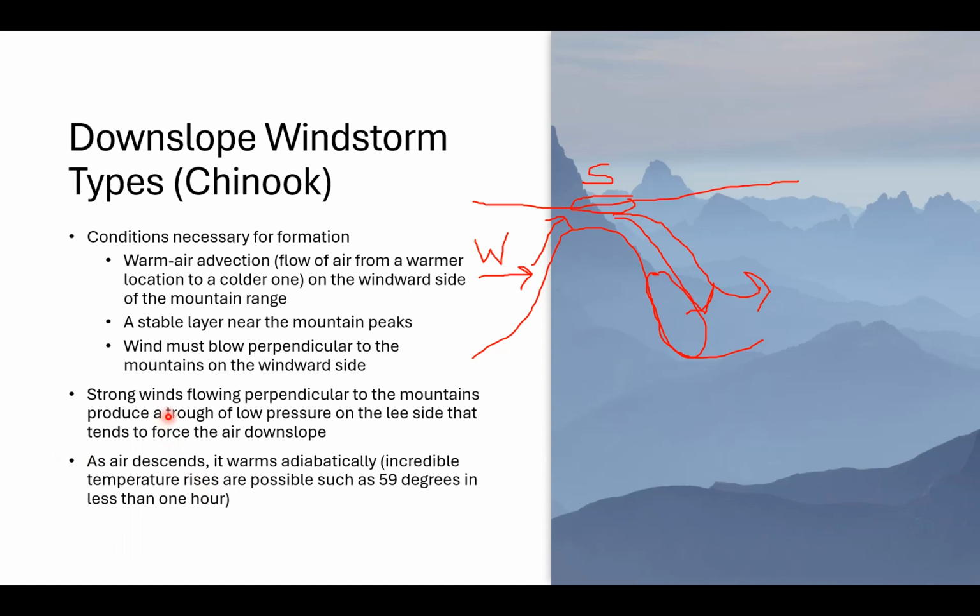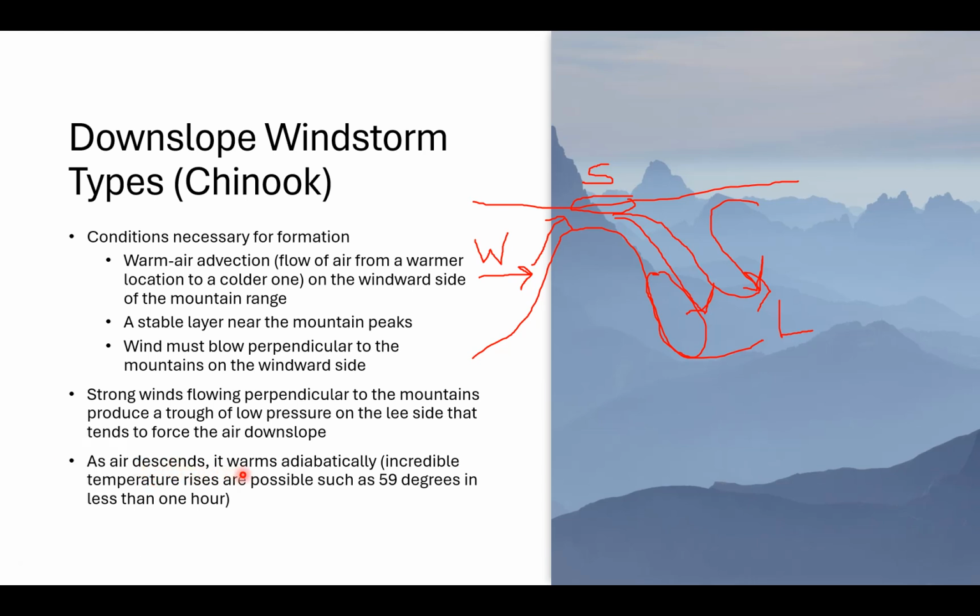Now, with Chinook winds, you have strong winds flowing perpendicular to the mountains. We already talked about that here. They produce a trough of low pressure on the lee side, which tends to force the air downslope. In addition, as we saw in the last slide, sometimes you get low pressure developing in the lee of the Rockies. That's called lee side cyclogenesis, or low pressure development. It's going to help pull that warm, dry air and accelerate it even further. These winds get really strong, specifically in the wintertime.